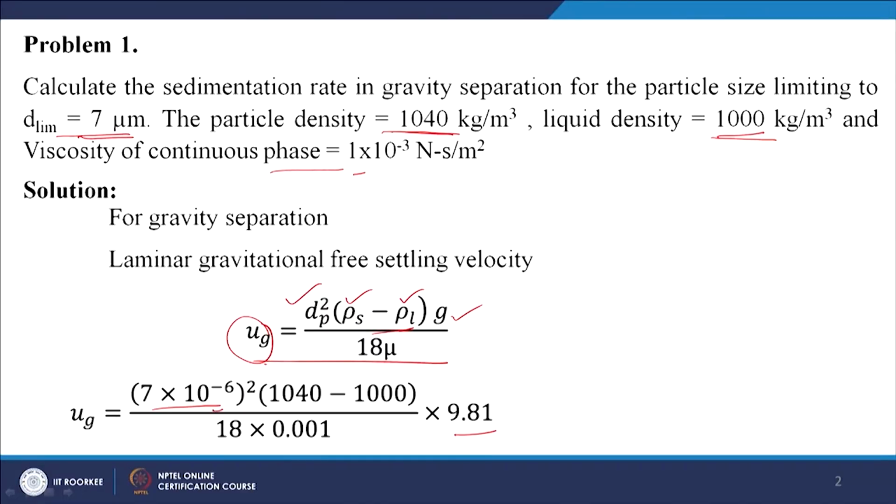So, in this case we get the Ug value as (7 into 10 to the minus 6) square as dp square, then (1040 minus 1000) into 9.81 divided by 18 into 0.001. So, this is equal to 1.068 into 10 to the minus 6 meter per second. So, this is the terminal settling velocity of the coal particle.